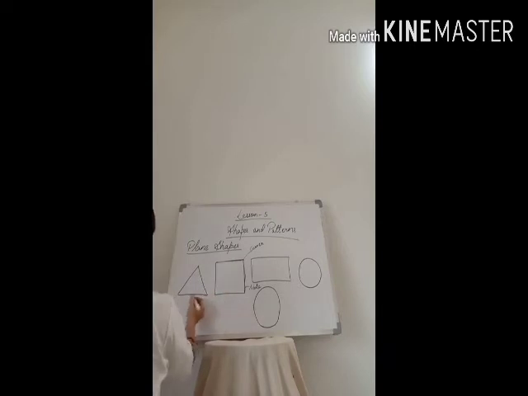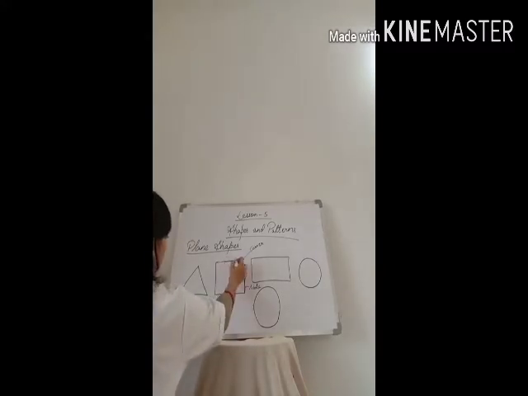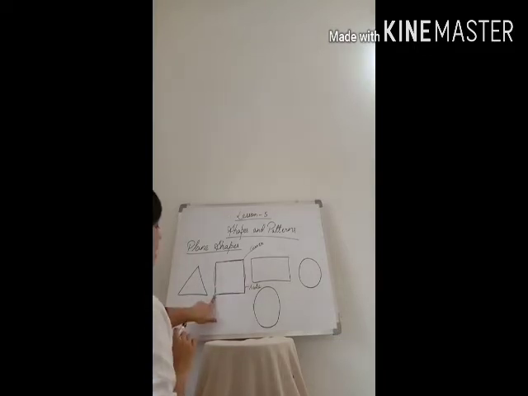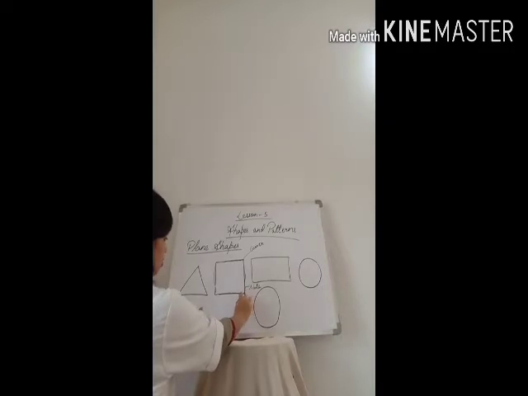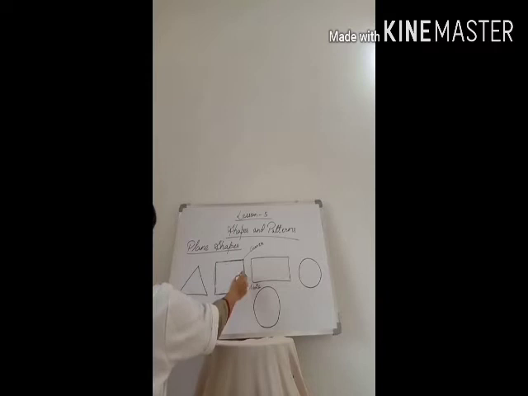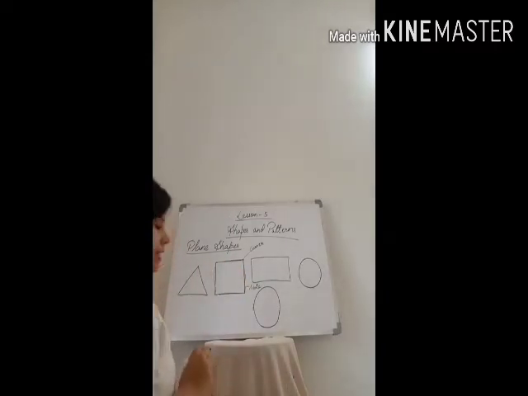1, 2, 3. Okay? A square has four sides: 1, 2, 3 and 4. A square has four corners also: 1, 2, 3, 4. All four sides are equal to each other. That's why we say it's a square.